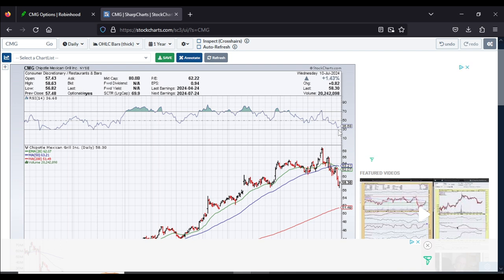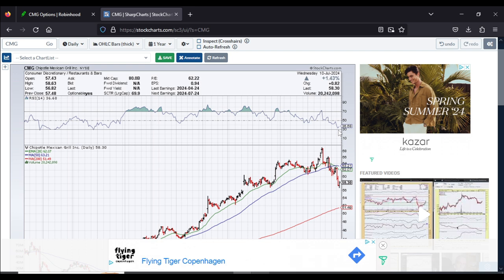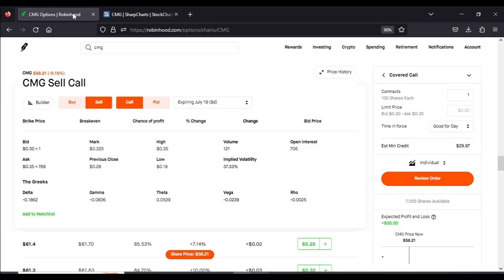And this is one indicator you could use in order to make an informed decision whether this is a stock you want to get into or not. Now, like I said, this is a free resource. Feel free to use it as you see fit. Now, going back to Robinhood.